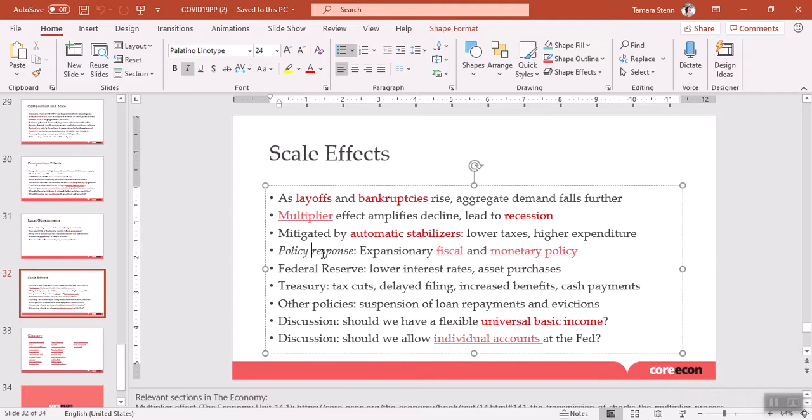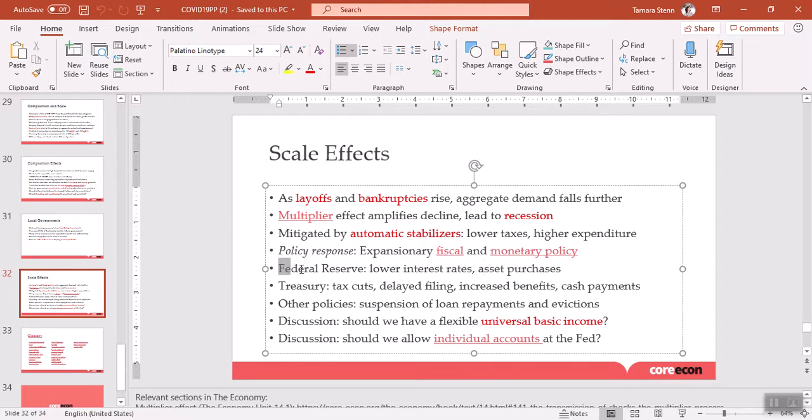Now, we also have policy, okay? Policy is when you change something completely, right? You make a whole new rule. You're not just lowering taxes or spending or buying more stuff. You're actually changing the rules. So they have expansionary fiscal and monetary policy, and that's what we're going to look at, okay?